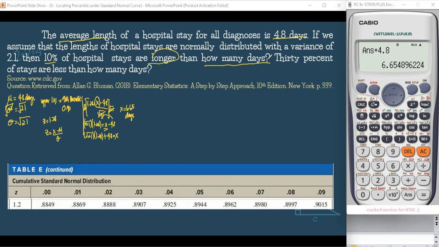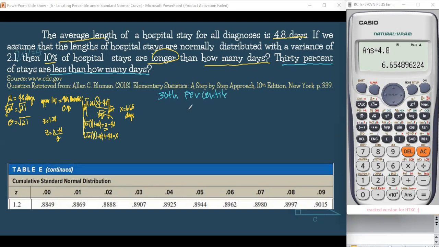For our second question, sabi dito, 30% of stays are less than how many days? So how many days ulit? We are finding the value of X. So since nakalagay dito 30% or less than, so ano siya, upper or lower? So di ba po, kapag less than, lower. Kaya alam natin na ibig sabihin since lower siya at alam natin ang definition ng percentile is the number below the specific value, ibig sabihin ang hinahanap natin is the 30th percentile.